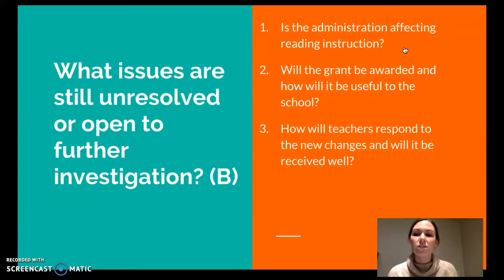A couple issues that are still unresolved: since the administration is newer, is that affecting reading instruction, and has it changed since the new administration has come? Also, with that grant information, I was curious if that would be awarded and how it would be useful to the school. And then third, how will teachers respond to the new changes, and will it be received well? That goes back to one of my original questions of the experience level of teachers in the building, and will that affect these new changes and how they receive it?